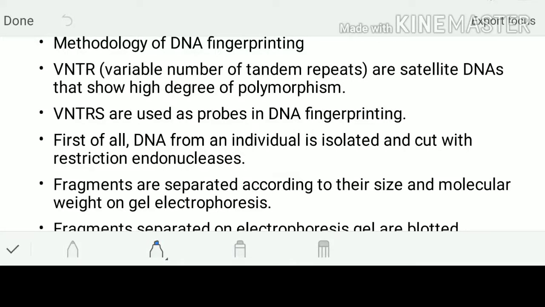So basically you have to know one single word, that is VNTR. VNTR means variable number tandem repeats. These are satellite DNAs which have a high degree of polymorphism. They are continuously repeating, and they have the tendency to be passed on to the next generation and the next generation and so on. So basically they are used as a probe in DNA fingerprinting.